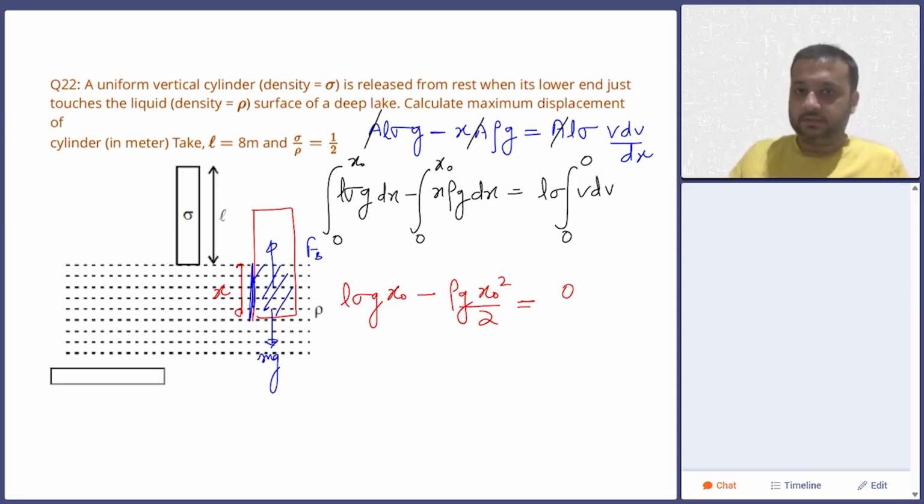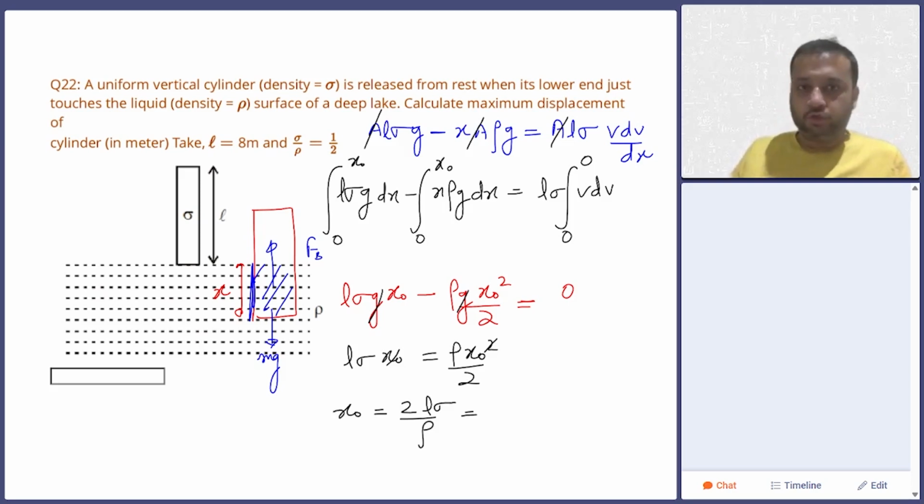So now g will cancel. So L sigma x naught will be equal to rho x naught square by 2. x naught gets cancelled, so x naught becomes 2 L sigma by rho. So this becomes 2 into L, the value of L was 8, into sigma by rho. Sigma by rho is how much? Half. That means the answer comes out to be 8.